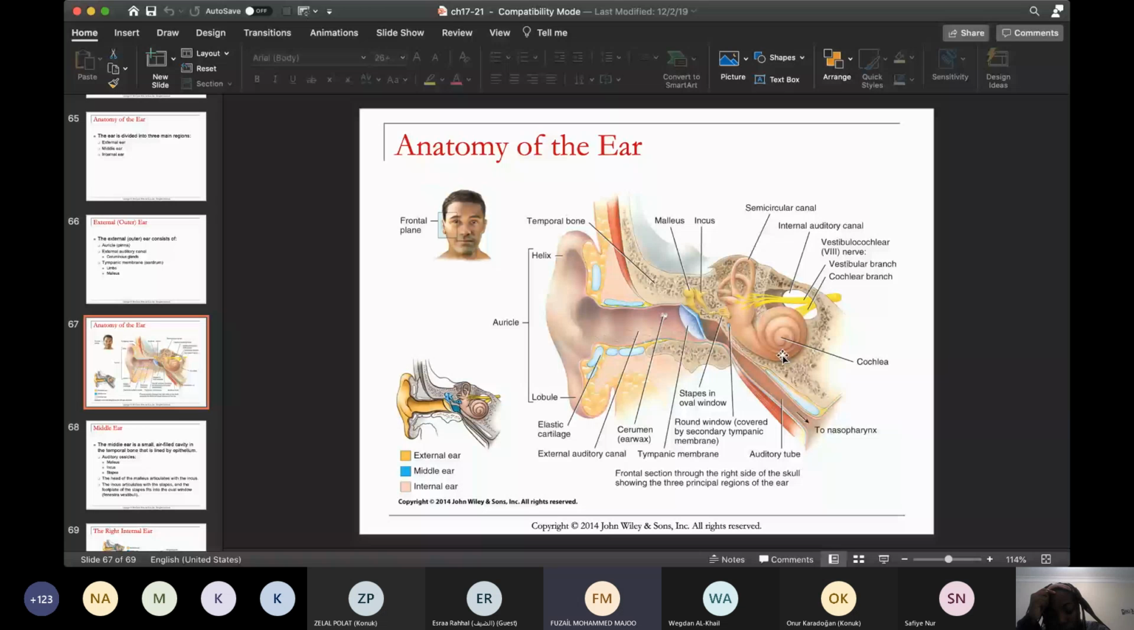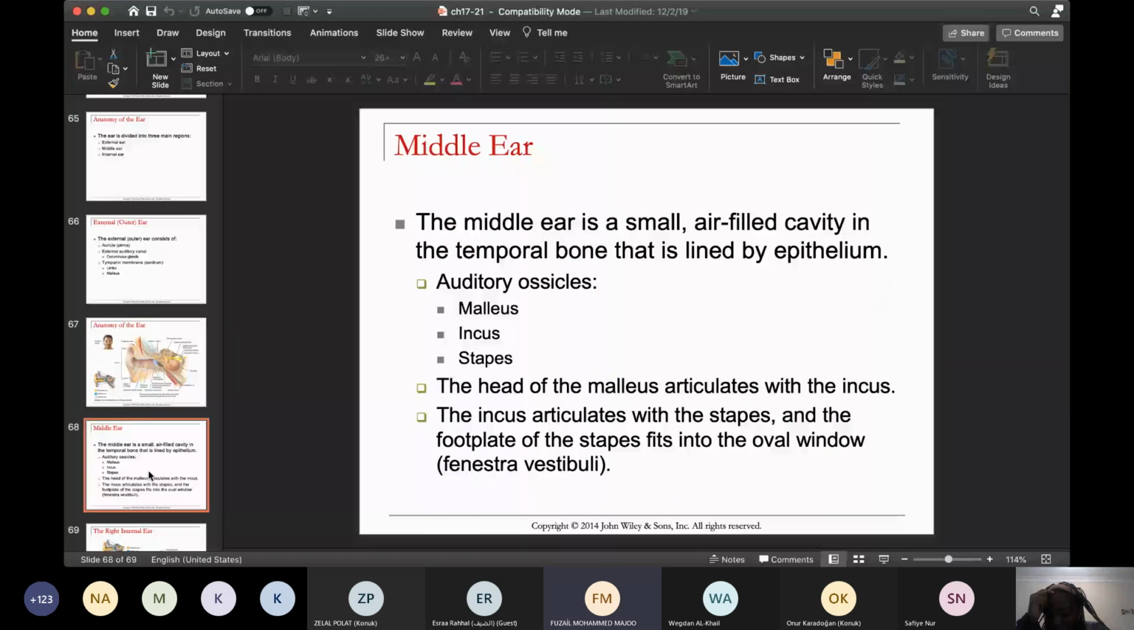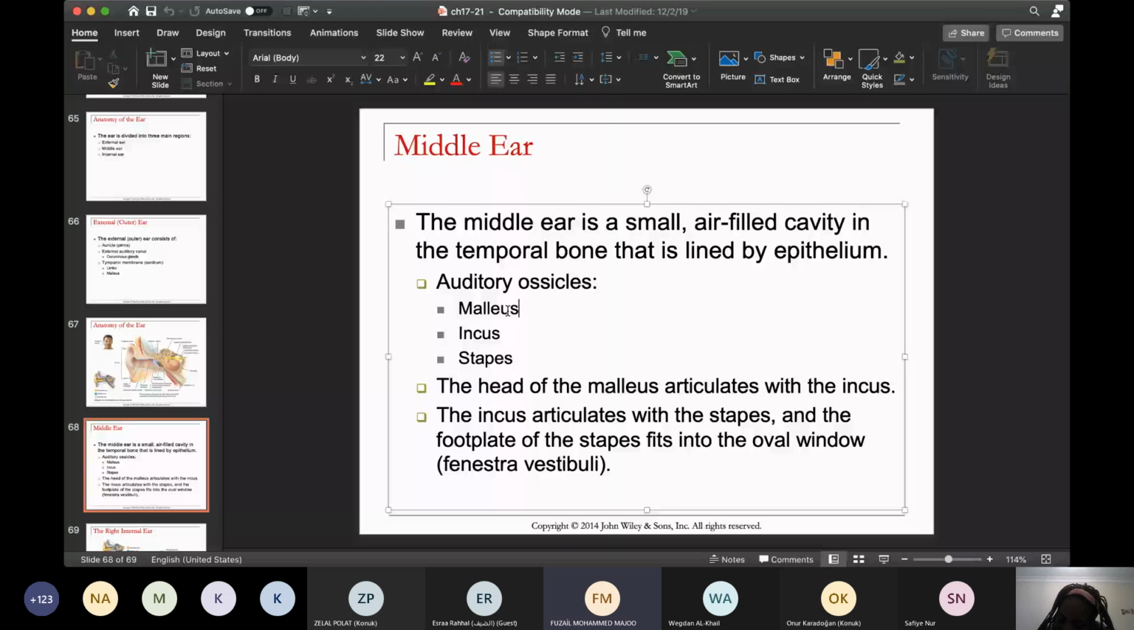The middle ear, moving on to that, is a small air-filled cavity in the temporal bone, and it's lined by epithelium, and it has these three tiny bones that conduct sound. These bones are the malleus, the incus, and the stapes. The head of the malleus articulates with the incus. The incus then articulates with the stapes. The foot of the stapes fits into the oval window.